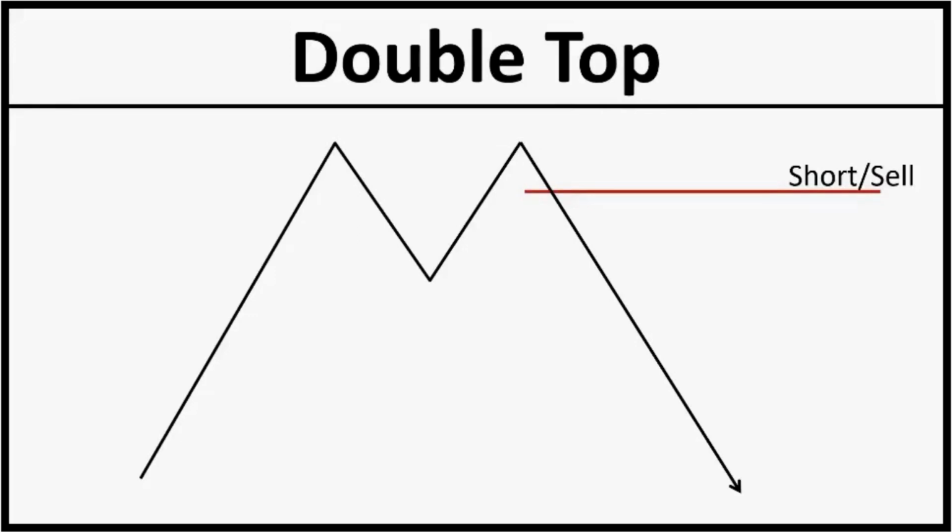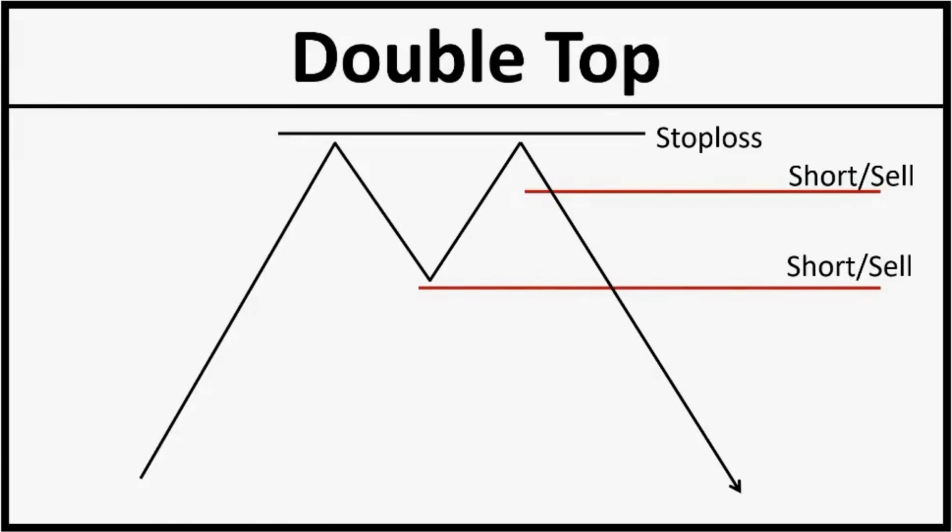And another way of doing it is short when the stock crosses the neckline. And if the stock falls down, you will be making profit. But if in case the pattern runs against you, then you will have to place a stop loss just a few points above the top. And as you see, that's how the setup of double top looks like. And one more compulsion for double top is that it should occur in an uptrend, so that its significance and probability of winning rate is always high.